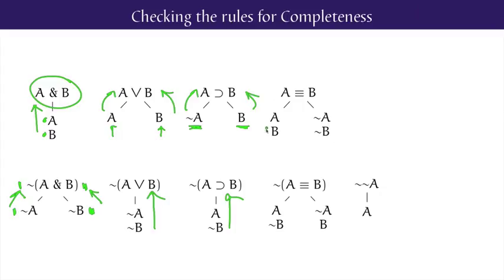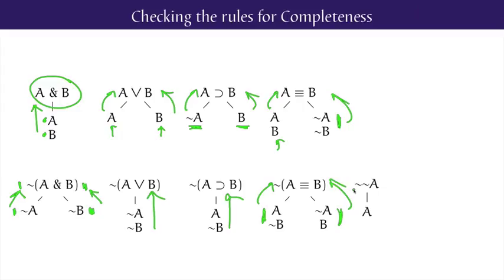For the biconditional, if I'm in the left branch here, that means that A and B are both true, which is one way for the biconditional to be true, and similarly, if A and B are both false, that's one way for the biconditional to be true. And finally, for the negated biconditional rules, if A and B have different truth values, one way for that to happen is for A to be true and B to be false, in which case the biconditional is false, or if A is false and B is true, that's one way for the biconditional to be false.